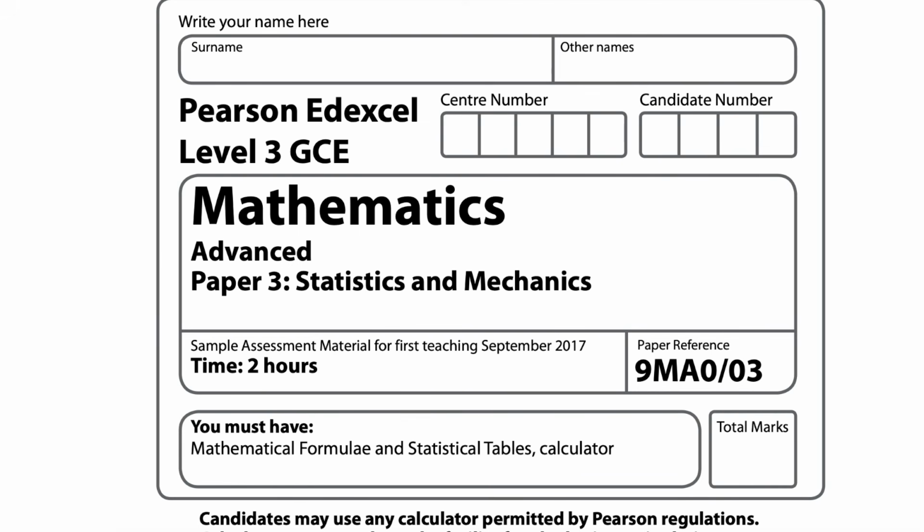In this video, I'll be going through an Edexcel sample assessment exam. This is paper 3, Statistics and Mechanics. There's two parts to this paper. Part A is statistics, part B is mechanics, 5 questions in each. This is a 2-hour exam. You'll need the formula and statistics tables booklet and your calculator.